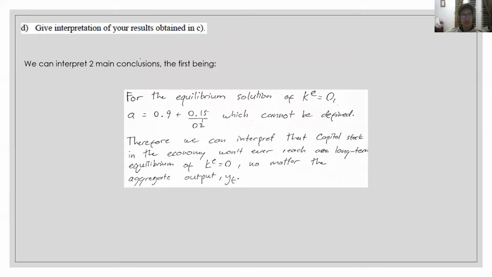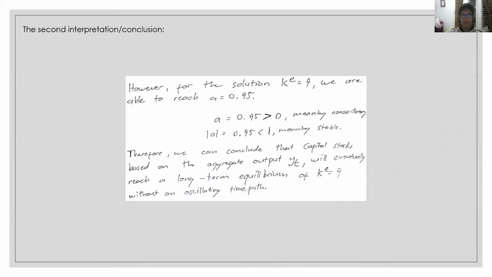So what can we interpret from these two results? The first thing we're going to interpret is for the equilibrium solution of Ke equals 0, a equals 0.9 times something undefined, we cannot define it. So therefore, we can interpret that capital stock in the economy will never be Ke equals 0. This will never happen. It's impossible. So no matter the YT aggregate output, it will never happen.